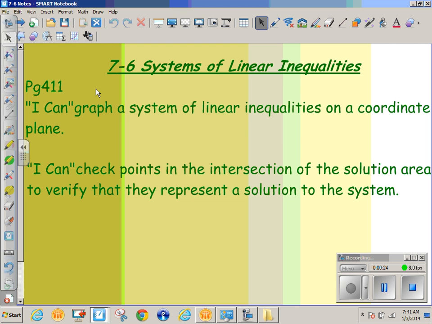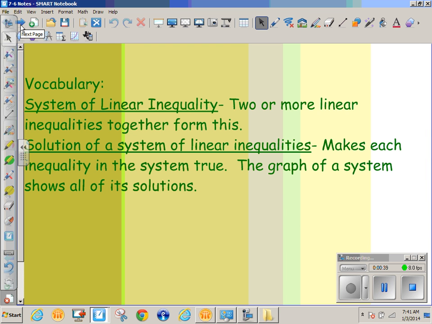Same thing. I can graph a system of linear inequalities on a coordinate plane, and I can check points in the intersection of the solution area to verify that they represent a solution to the system. And of course, we're going to be working with that today. A system of linear inequalities is two or more linear inequalities together. So today we're just going to be working with two, but note that it could be more than two linear inequalities. A solution of a system of linear inequalities makes each inequality in the system true. The graph of a system shows all of its solutions.